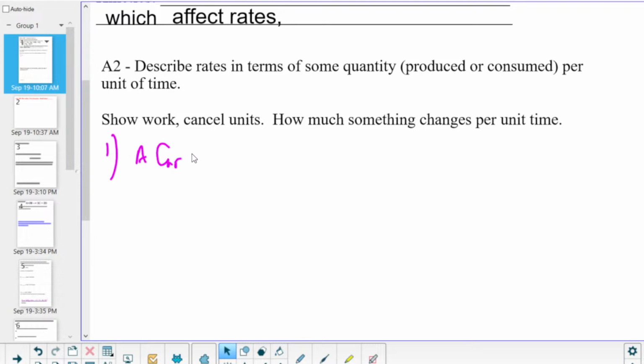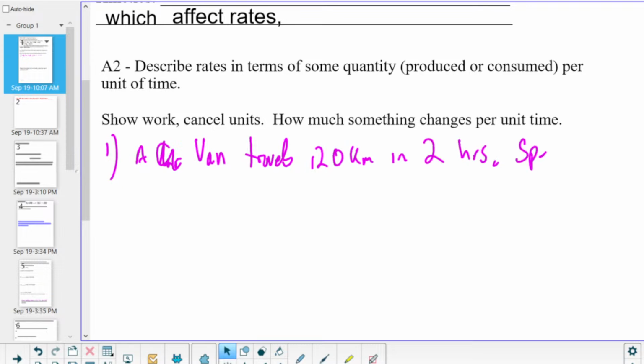Forget car. I'm going to make it my van. My van travels 120 kilometers in 2 hours. Speed.